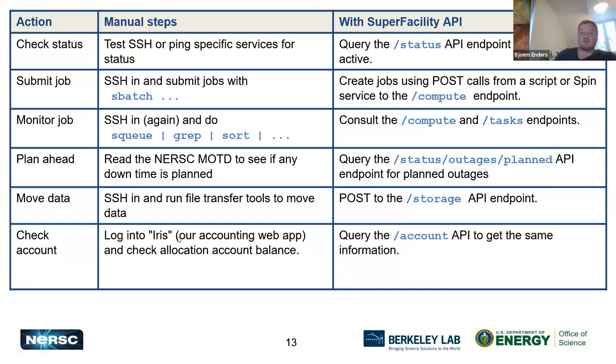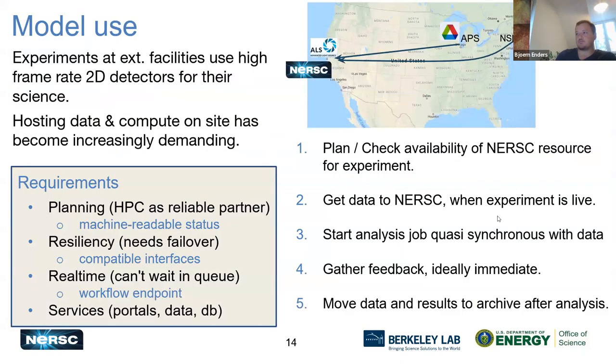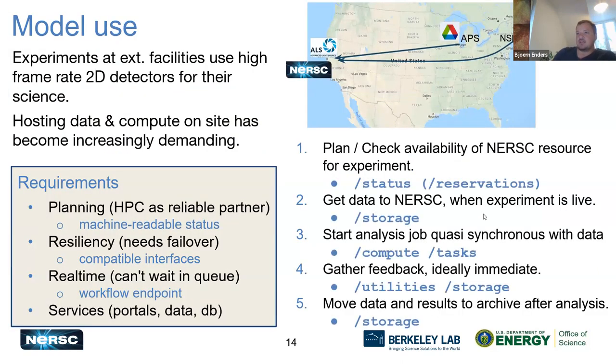To check the hour balance, you would log into Iris and go to the various tabs to find out how many GPUs you have, and now you can do this with the account endpoint. So you can fill this in. For this particular model use case, it's chosen so that you can see all the different API endpoints. You see plan check, hit the status endpoint, move data for storage, compute for tasks, and for downloading a small file, you can go to utilities download. Moving data to storage or to archive is again done with the storage endpoint.